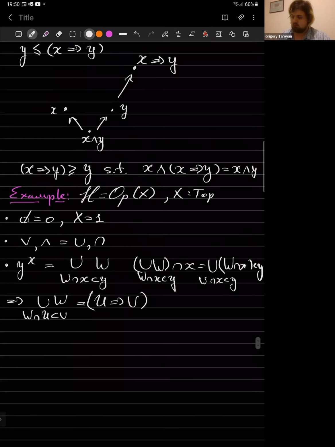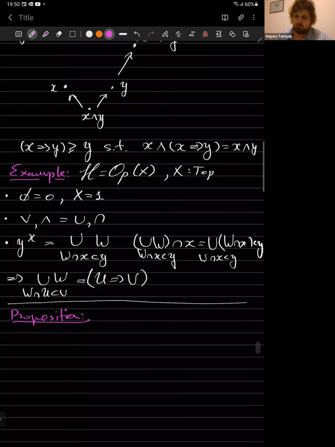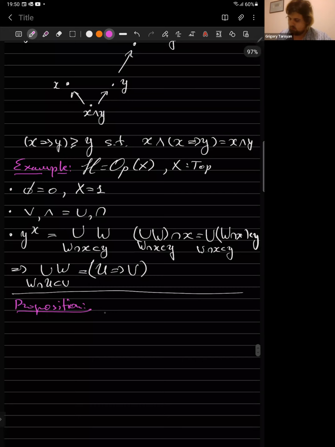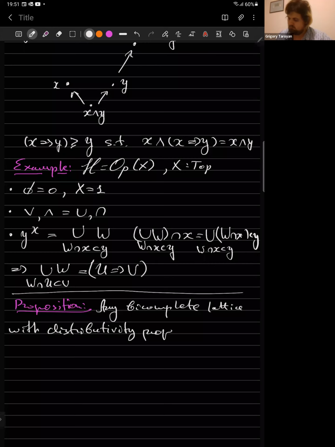Okay, in a similar way as we did with the lattice of opens in a topological space, we can show that any complete lattice with the distributivity property is a Heyting algebra.